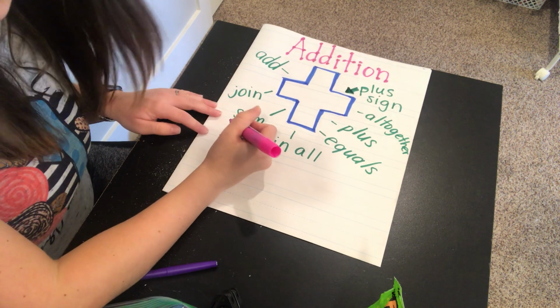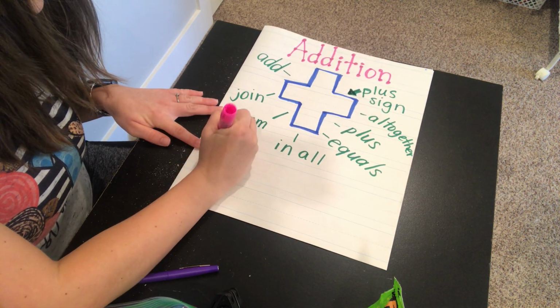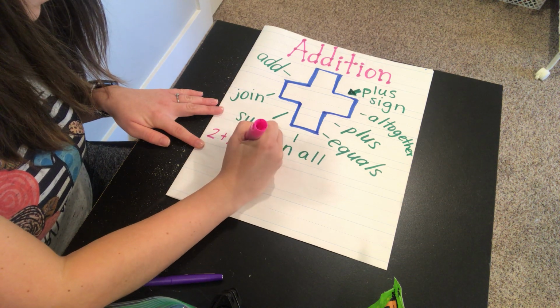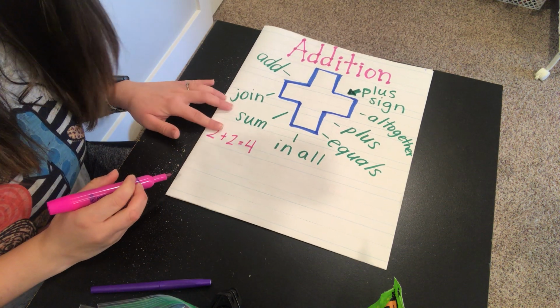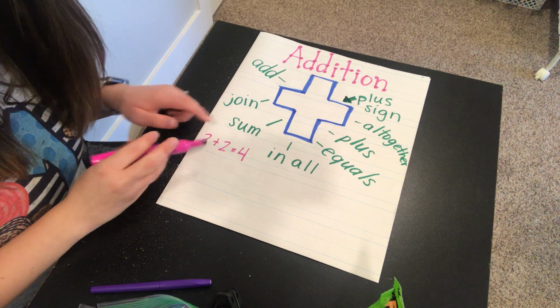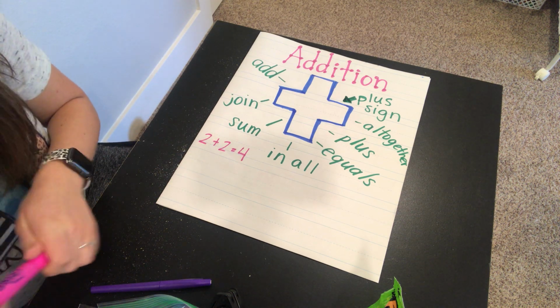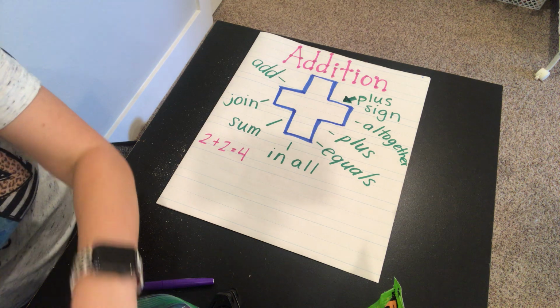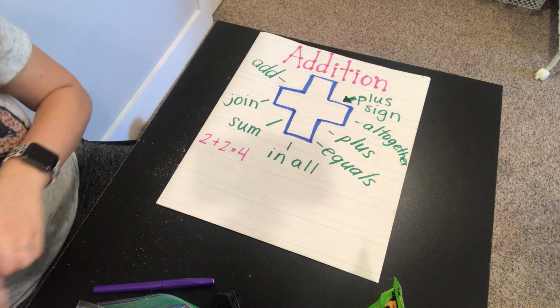So if I gave you this problem, for example, this is a number sentence right here. The number sentence is 2 plus 2 equals 4. Okay, so let's talk about some parts of this number sentence here.